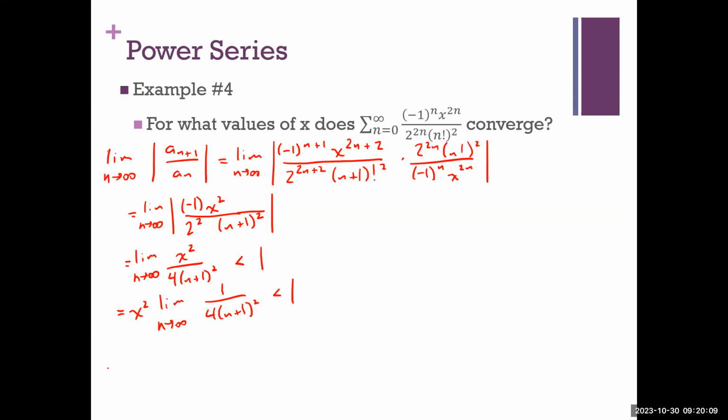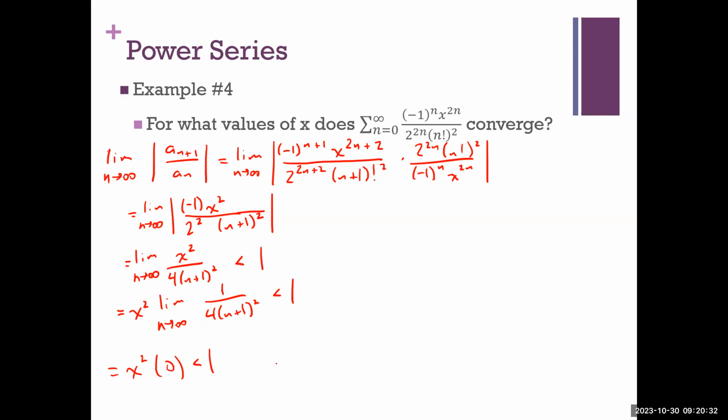Is this limit now something we can talk about? What's going to happen to that is n gets really, really large. It's going to go to 0. You have a constant numerator and a denominator that's increasing. Like an x squared times 0 is less than 1.